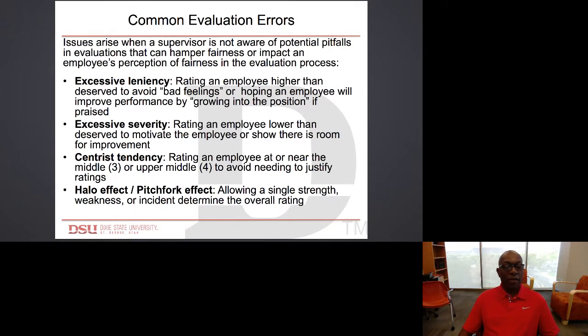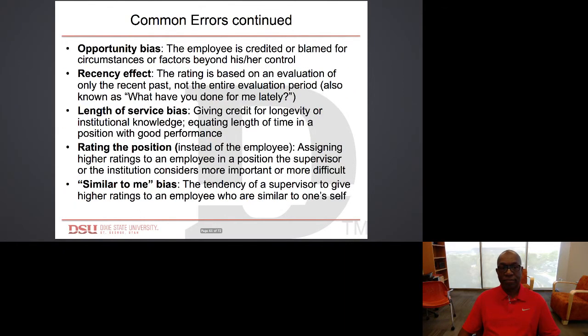Another common area, central tendency. Rating an employee at or near the middle, 3, or upper middle, 4, to avoid needing to justify ratings. And then there's the halo effect or pitchfork effect, allowing a single strength, weakness, or incident to determine the overall rating. Opportunity bias: the employee is credited or blamed for circumstances or factors beyond his or her control.